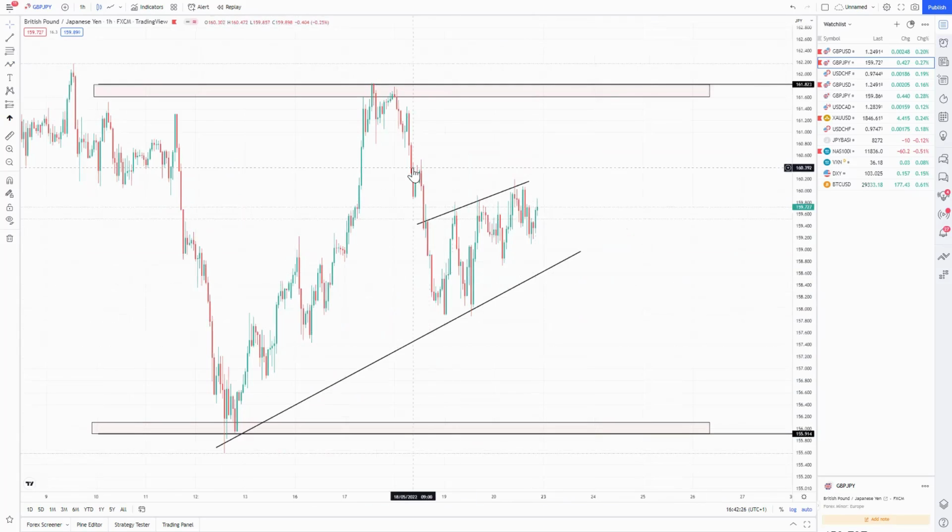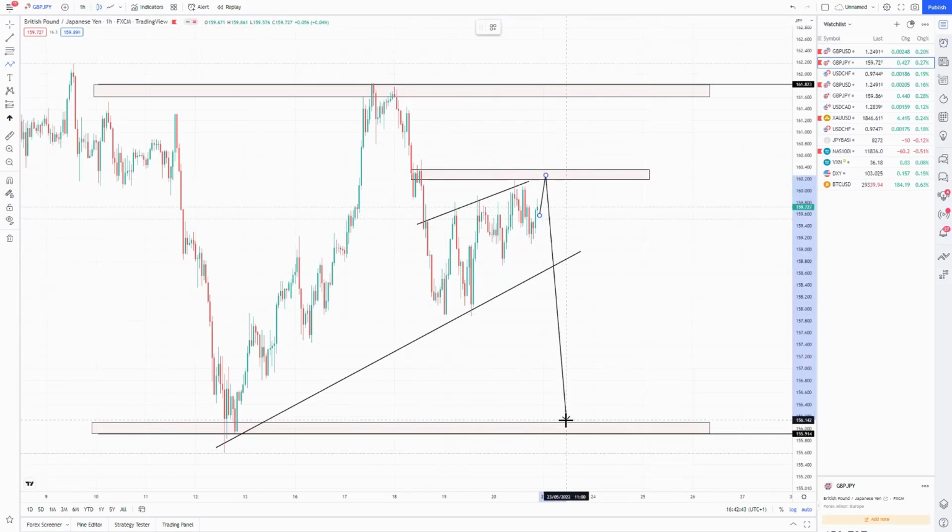So there's a supply area here, a supply zone here. Let's mark out the supply zone here. So could price possibly come to this supply zone and start pushing bearish? Let's do some insight. Let's see what's happening.